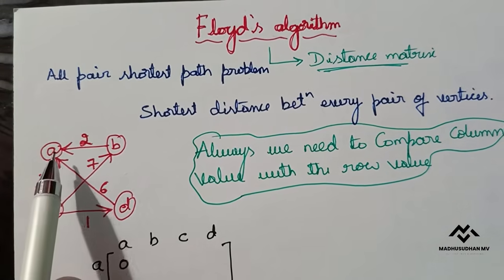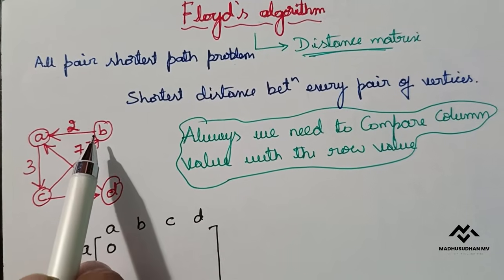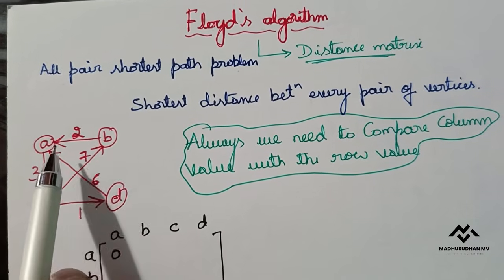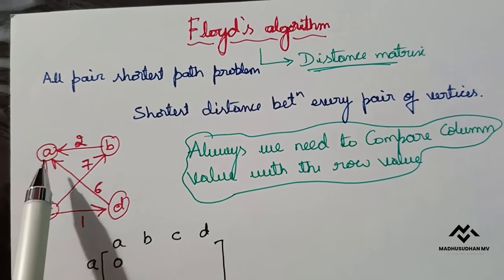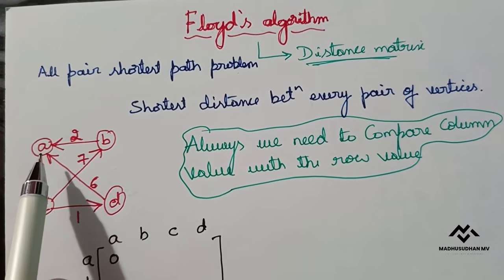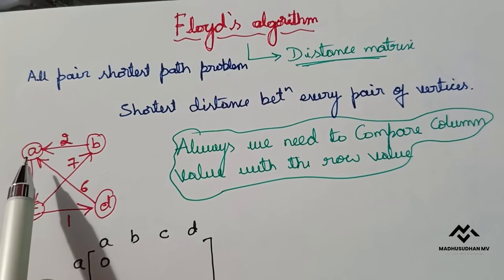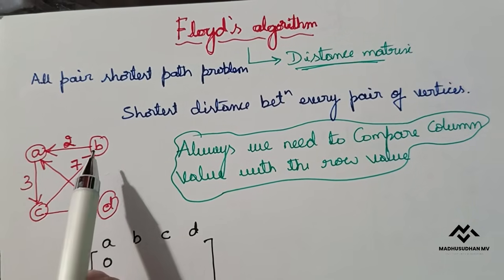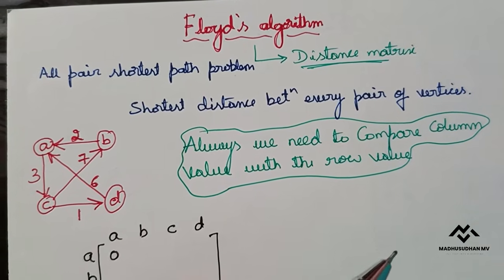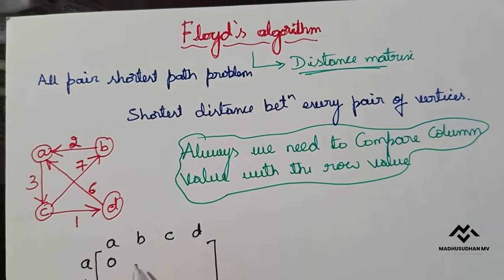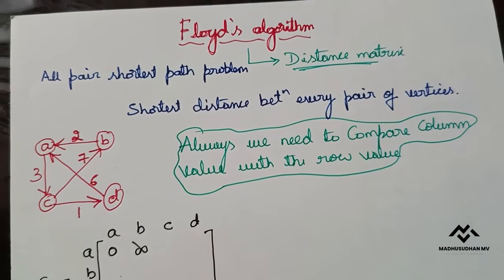Since there is no edge from A to B, it doesn't mean that it is not possible to reach from A to B. Still we can reach B, even though there is no direct edge. I can reach from A to C and then C to B. But that path we don't know. Here in the adjacency matrix we consider only direct connections, so A to B is not direct, so I am writing infinity.